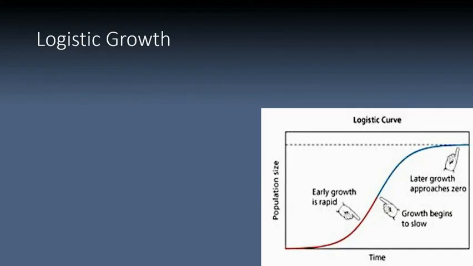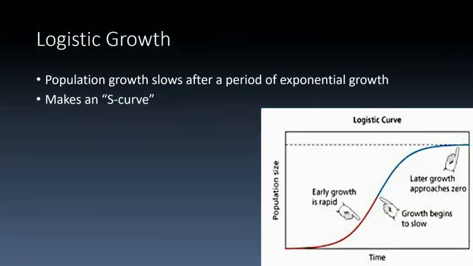We'll call this logistic growth, right, where population growth slows after a period of exponential growth. And this is what we'll call an S-curve, where in the early time, growth is rapid, and then it slows down until later growth is approaching zero. So this is logistic growth.